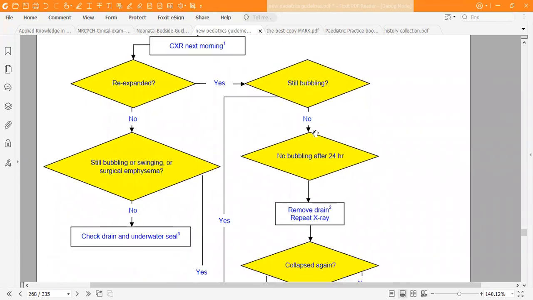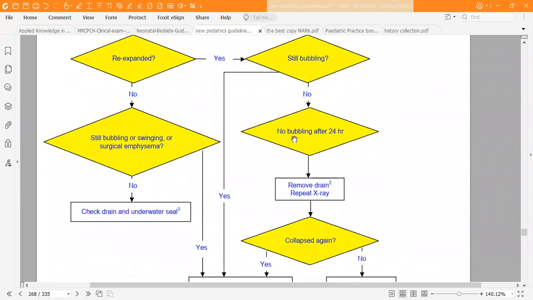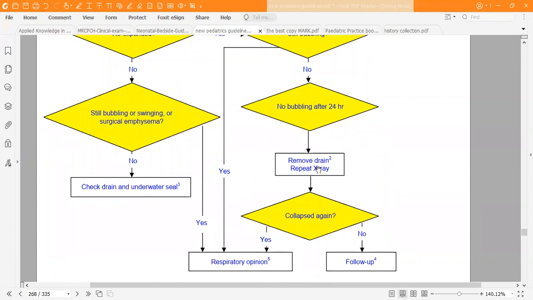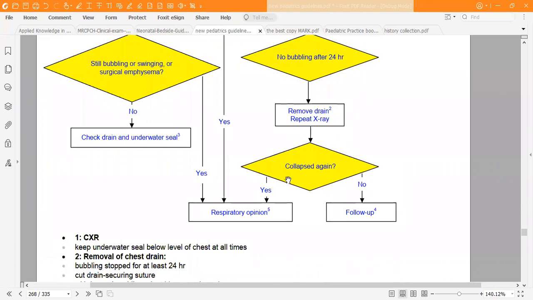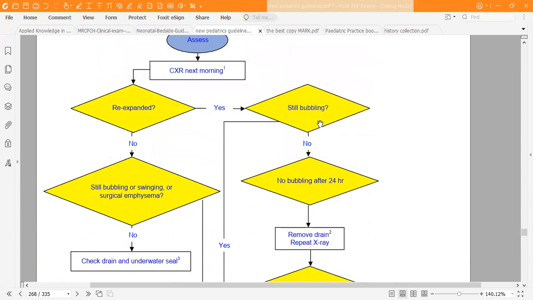Okay, if there is no bubbling after 24 hours, remove the drain and repeat the chest X-ray. If it has collapsed again, yes, you will ask for a respiratory opinion. If there is no collapse, you will follow up with him. So the bubbling of the underwater seal system is very important here, and it's the step which is going to direct you for your next step.